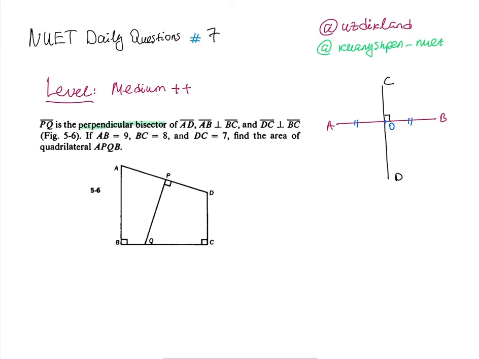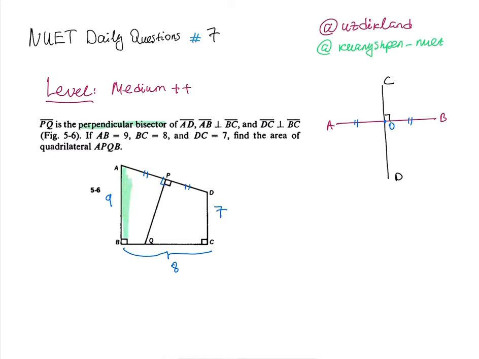So if QP is the perpendicular bisector of AD, it means that AP is equal to PD. This is the first observation that you need to apply. AB is perpendicular to BC, this is obvious, and DC is perpendicular to BC. Perfect. If AB is 9, BC is 8, and DC is 7, we need to find the area of the quadrilateral APQB.